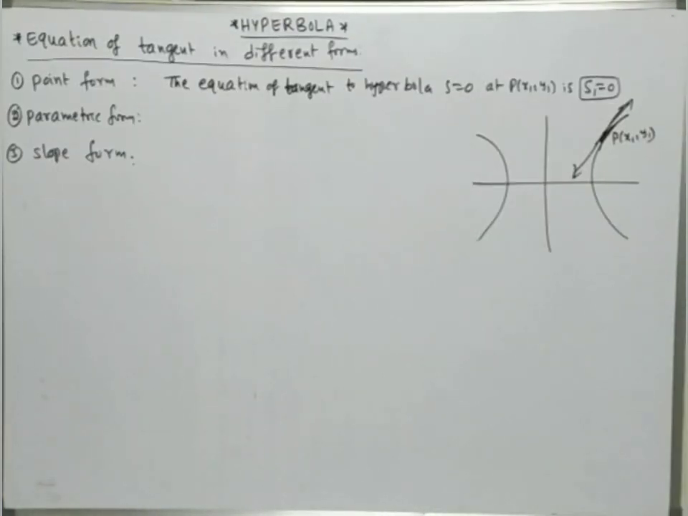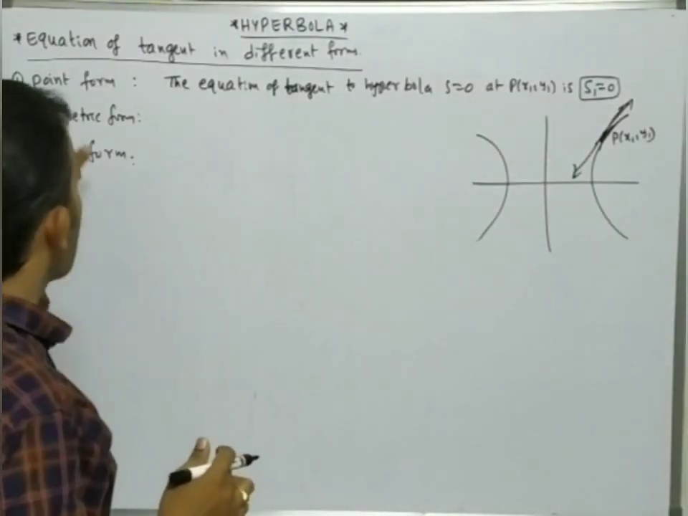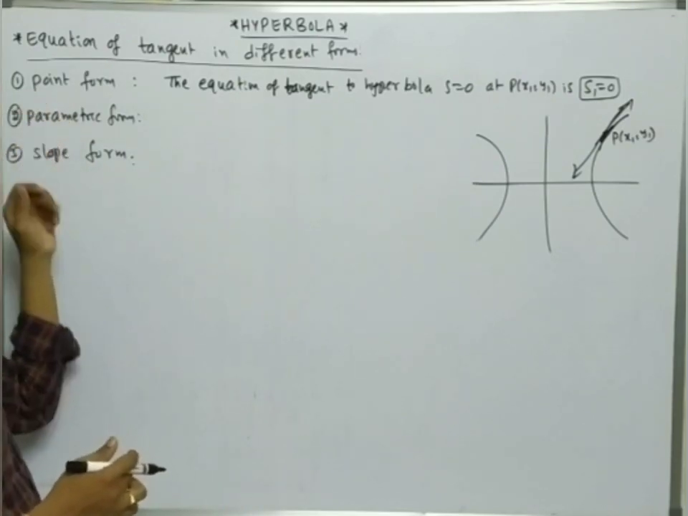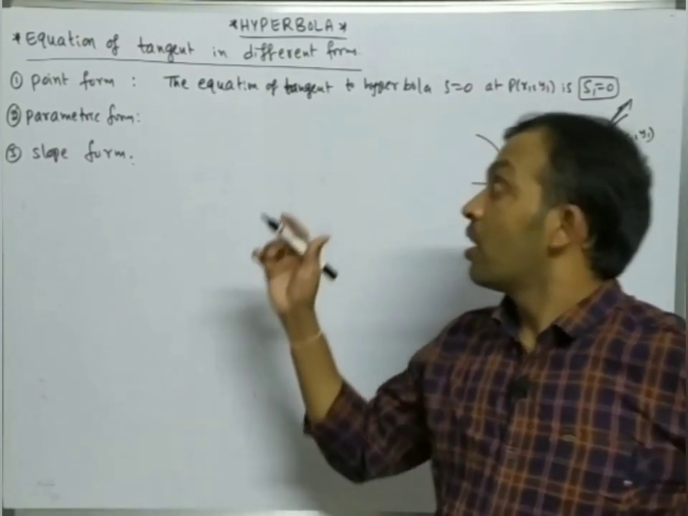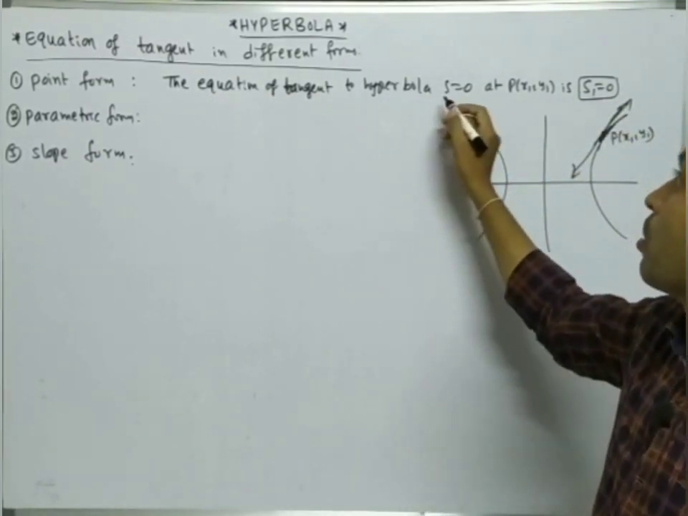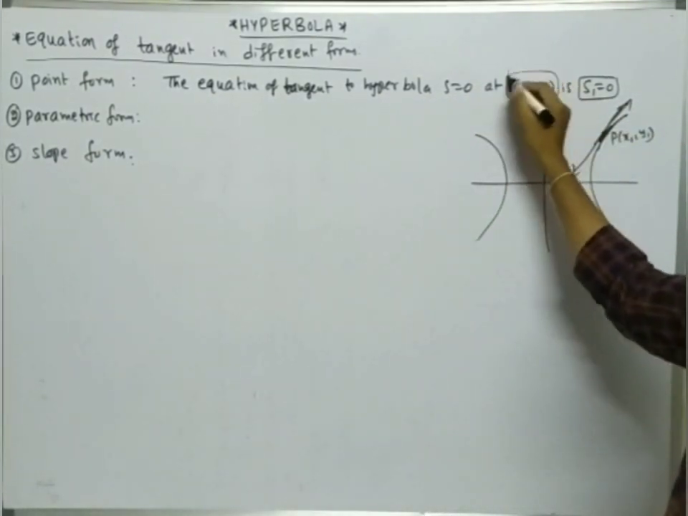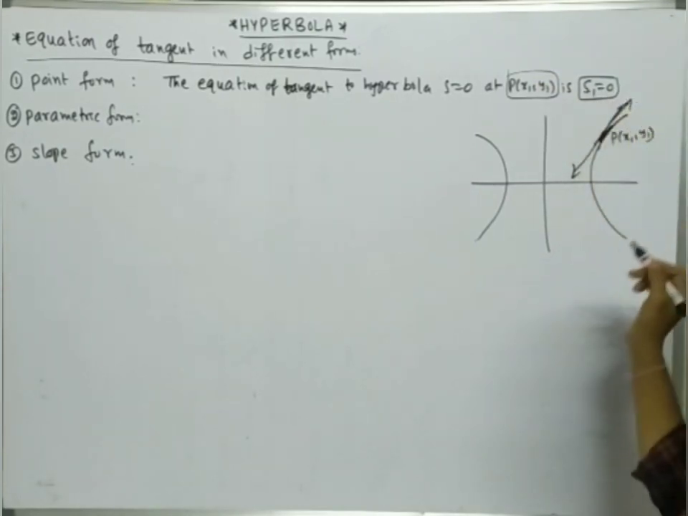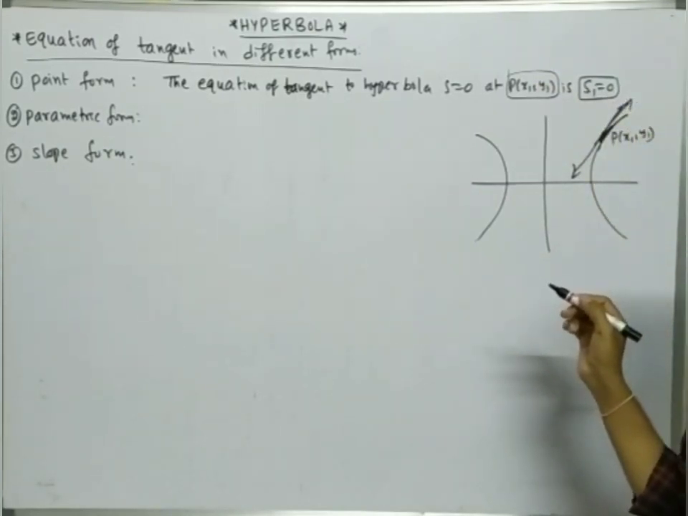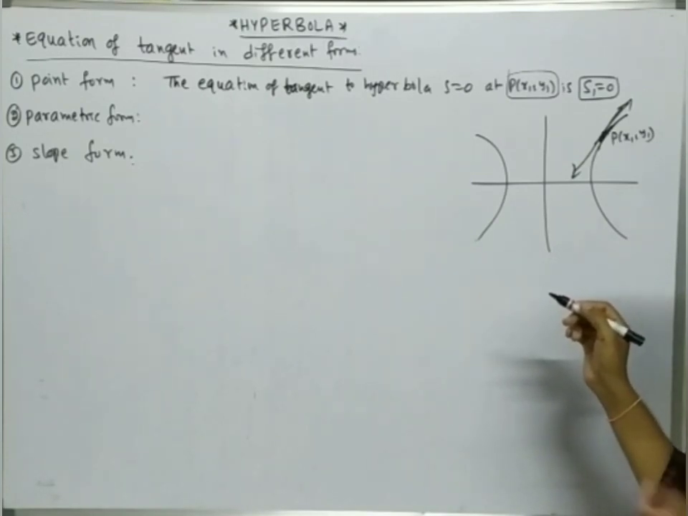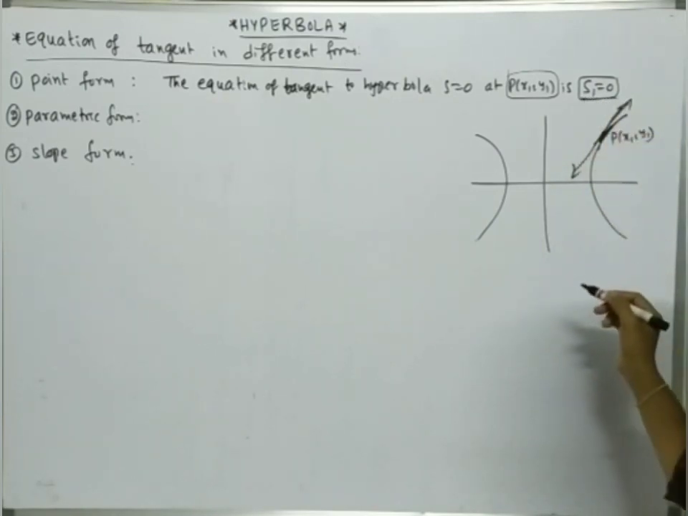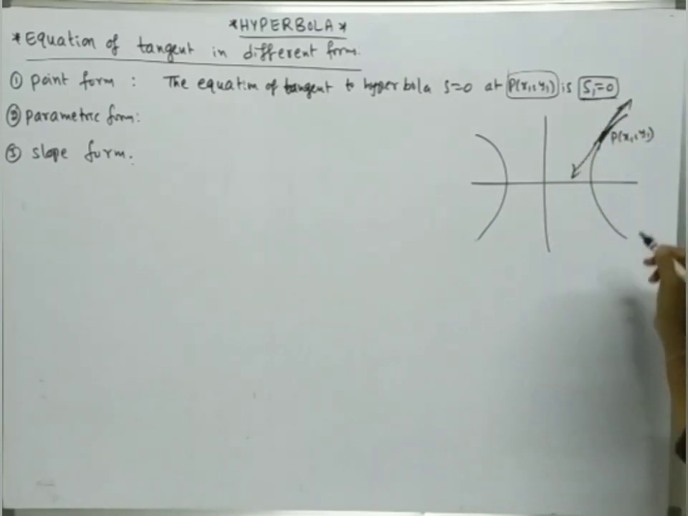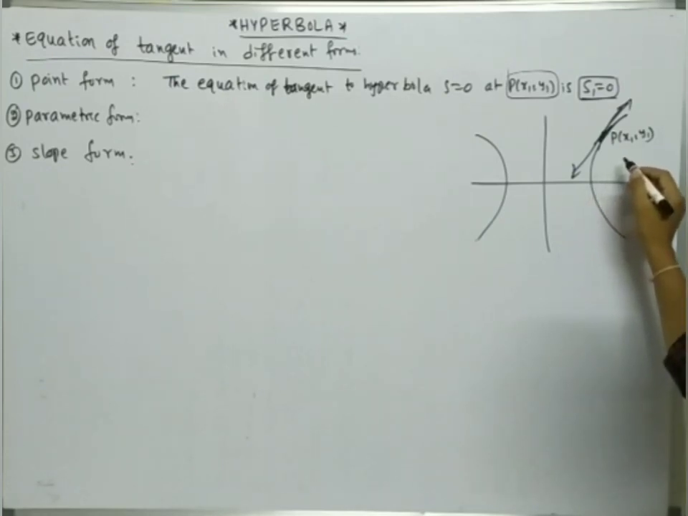Next, the equation of the tangent in different forms. One is point form, second is parametric form, and third is slope form. First, point form. The equation of the tangent to the hyperbola S is equal to 0 at a given point P(x1, y1) is S1 is equal to 0. In all conic sections, circle, parabola, ellipse, hyperbola, the tangent equation is S1 is equal to 0.